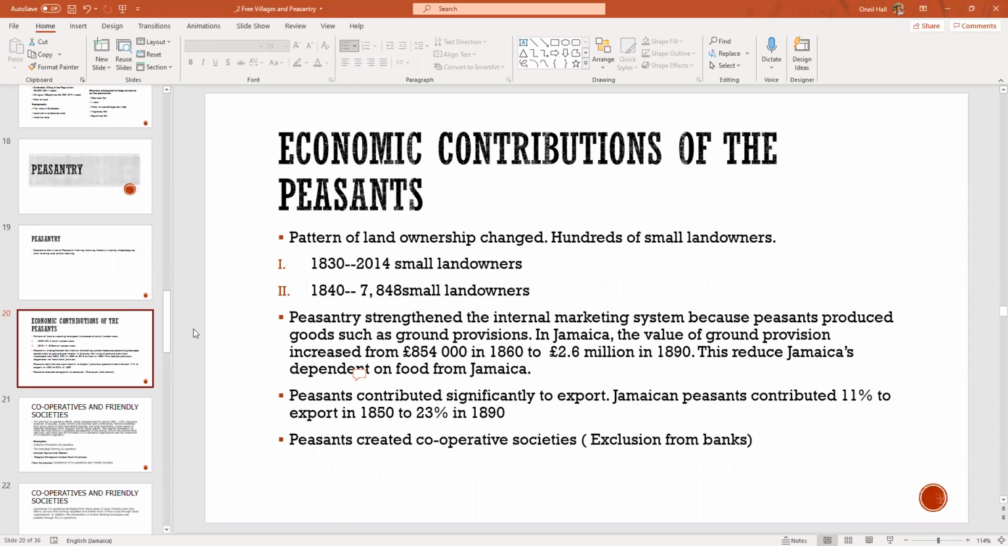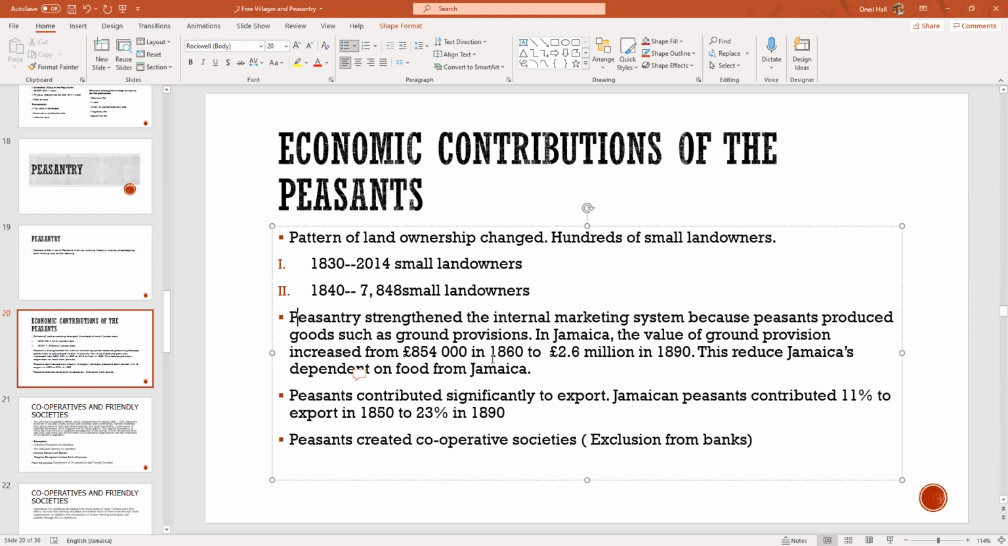Thank you very much. So one, we have the pattern of land ownership change, meaning that before this, they had a lot of large estates, and now you're going to have a lot of small landowners because the missionaries purchased the land and then subdivided it and sold it to the freed people. So you have an increase, and this figure is from Jamaica. In 10 years in Jamaica, it increased from 2,014 small landowners to 7,848. Very good. Next point.